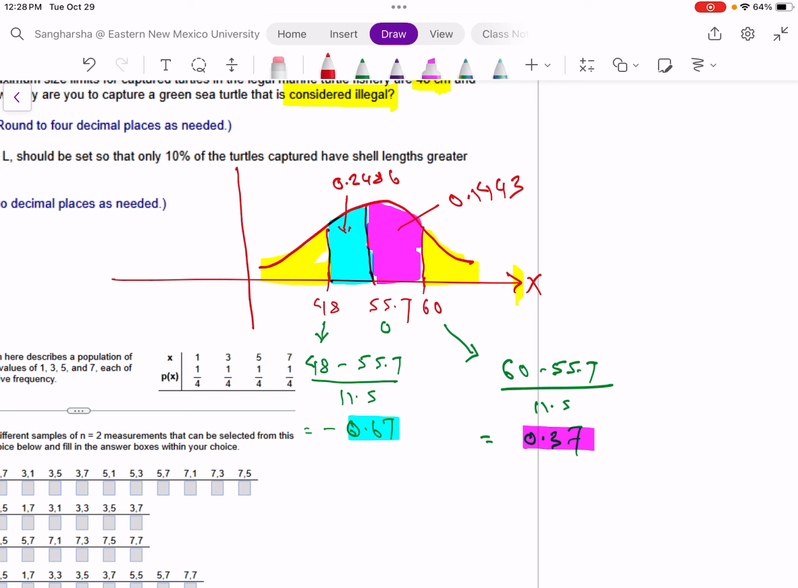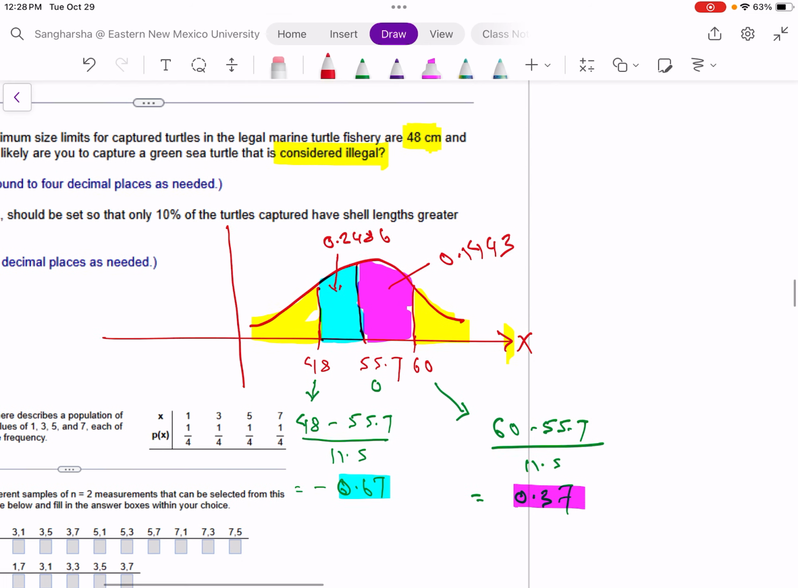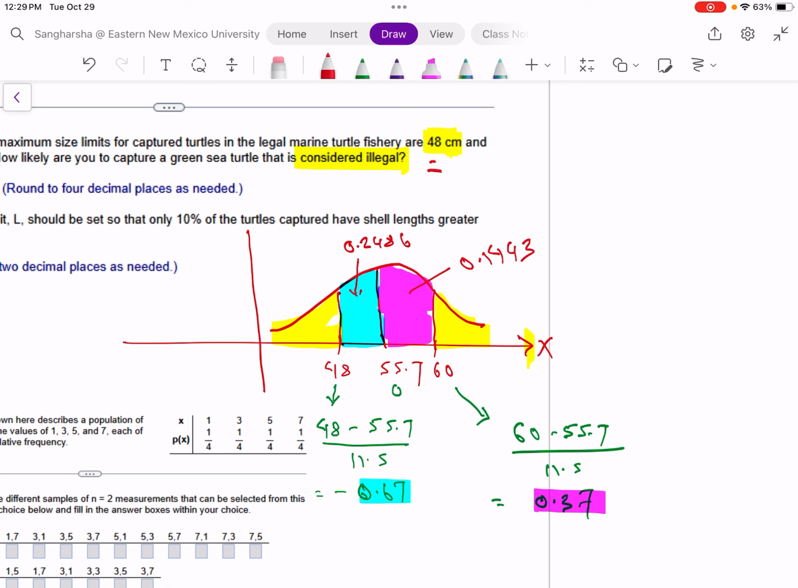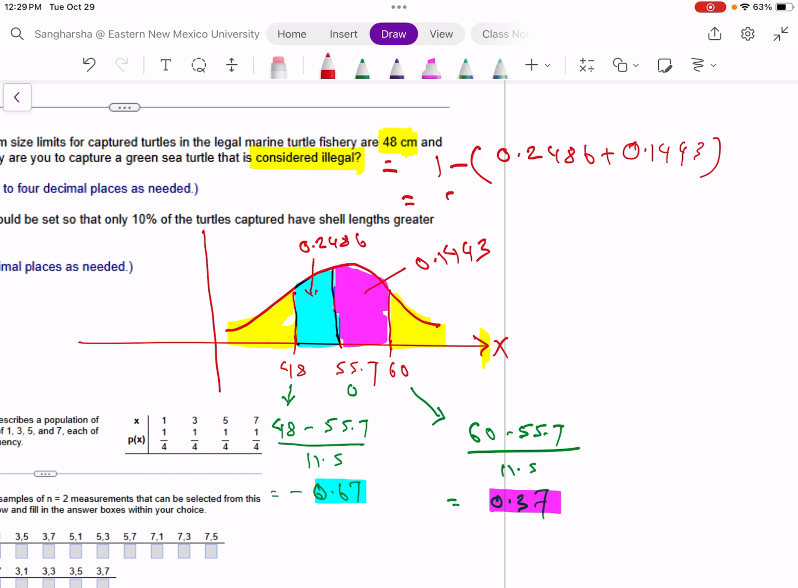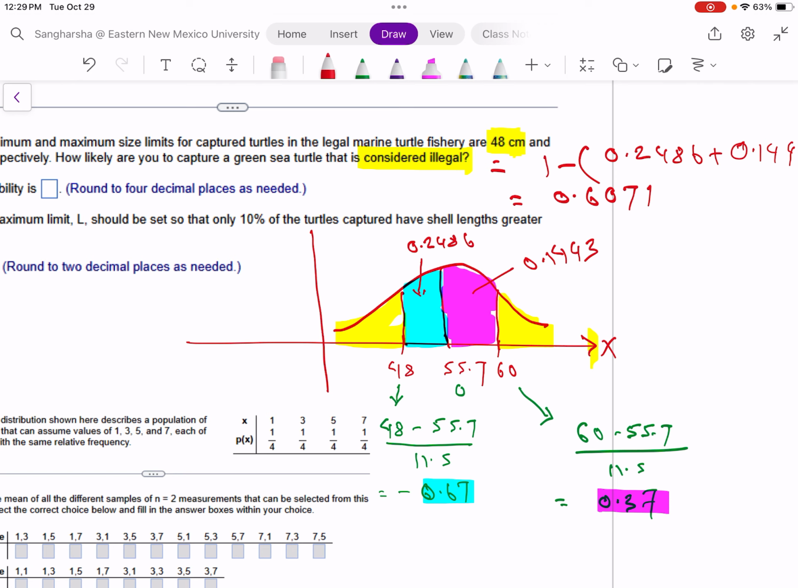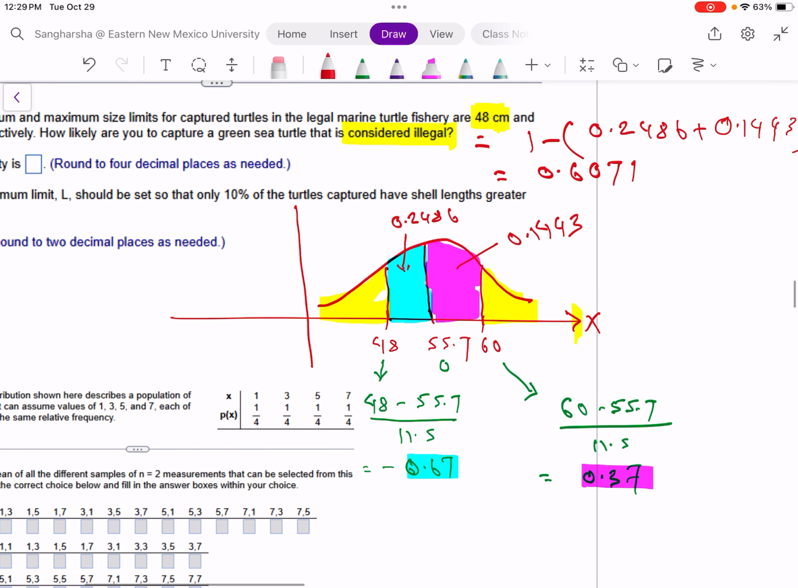So the total area is 1, right? If you subtract these two regions from 1, we get the area of these two regions. Okay, you subtract these two numbers from 1, and we have our likelihood. So the final answer is 1 minus (0.2486 plus 0.1443), and what is this equal to? 0.6071. Okay, and this is the likelihood. So 60% is the likelihood that you capture a green sea turtle that is considered illegal.